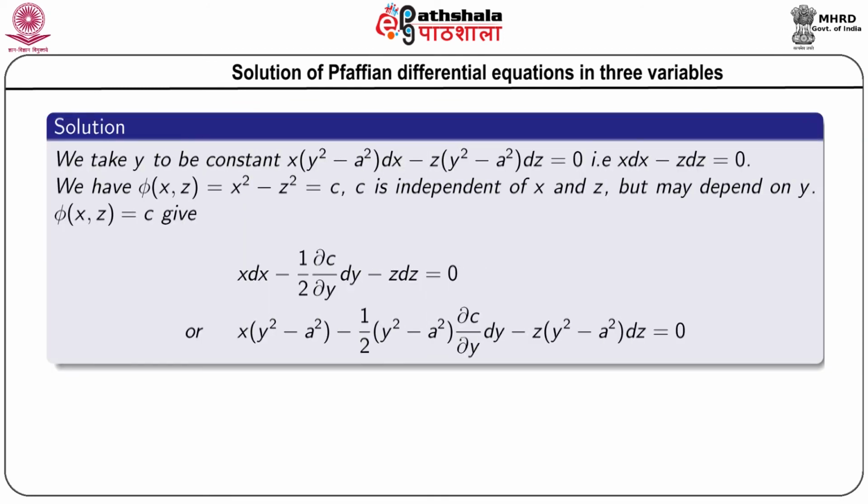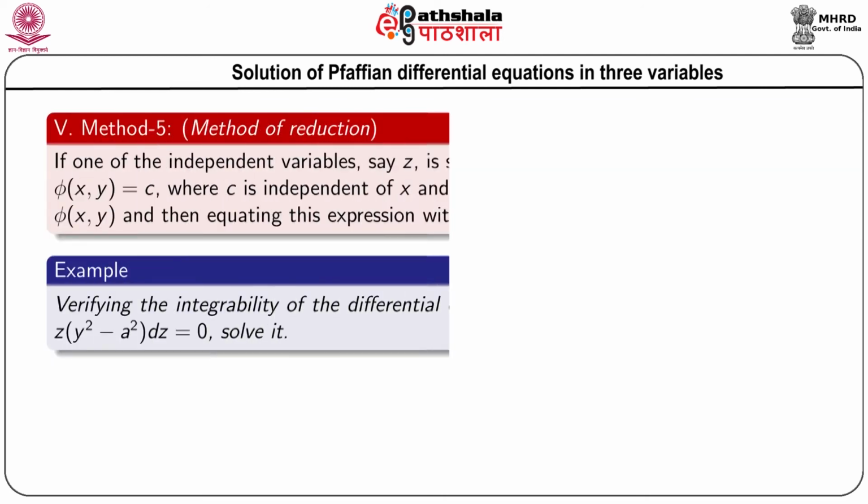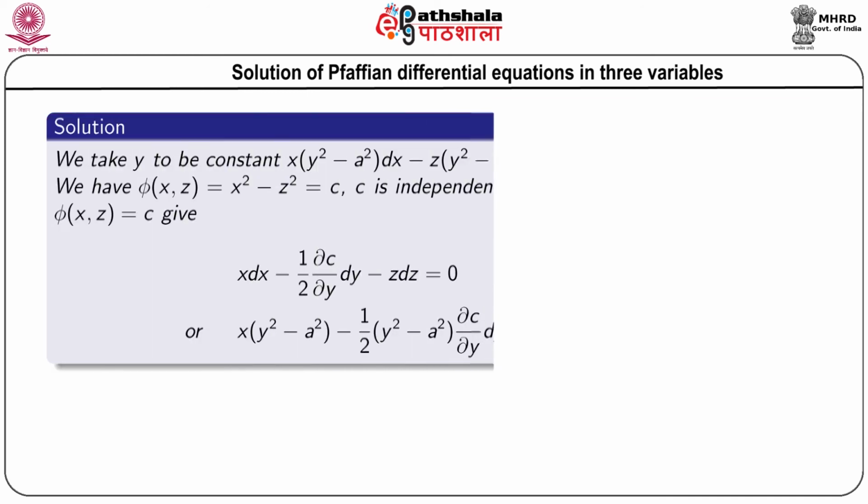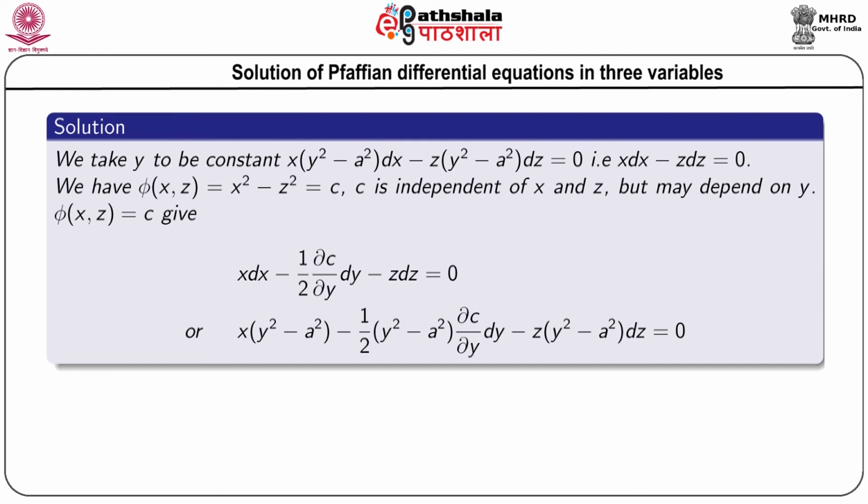First we take y as a constant. So, if you take y as a constant, then the term dy becomes 0. So, the equation becomes x(y² − a²) dx − z(y² − a²) dz equals 0, or in other words x dx − z dz equals 0, and this equation is integrable.